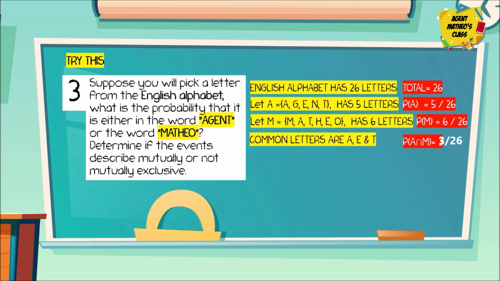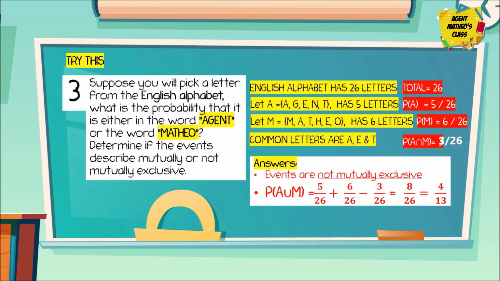To finalize the answer, again, the events are not mutually exclusive. The probability of A union M is equal to 5 over 26 plus 6 over 26 minus 3 over 26 equals 8 over 26, or we could simplify that as 4 over 13. Did you get the answer? That's a great job.